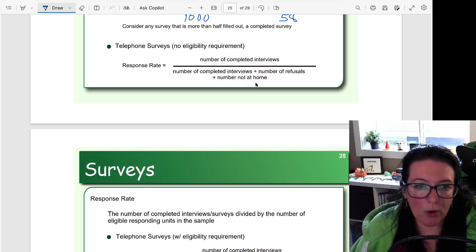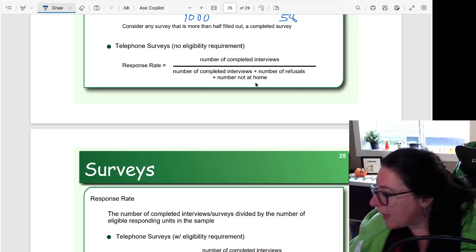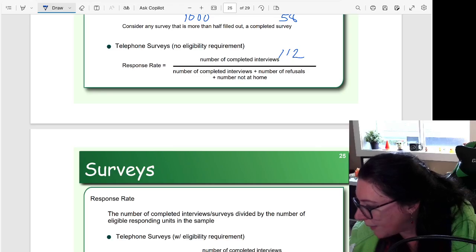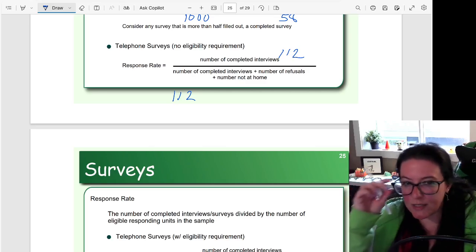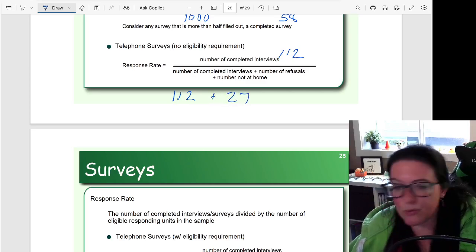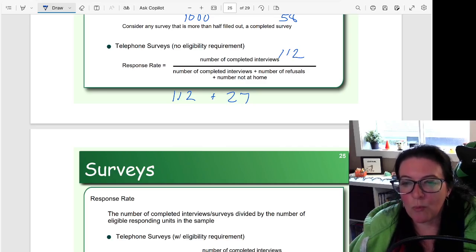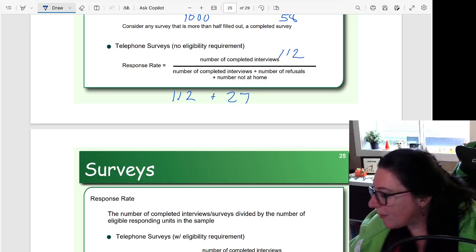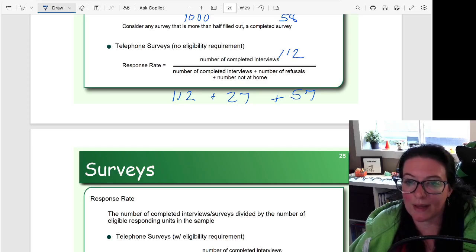So suppose, for example, that we selected 200 names from a phone book or from a list of people. And from that, let's suppose that 112 completed the interview. Remember, we were trying to contact 200 people in total. We find that 27 people refused to participate in our interview. And 57, we tried to call multiple times, but we got no response. Maybe they're screening our calls. So there were 57 who we called 3 times, and all 3 times no one picked up.